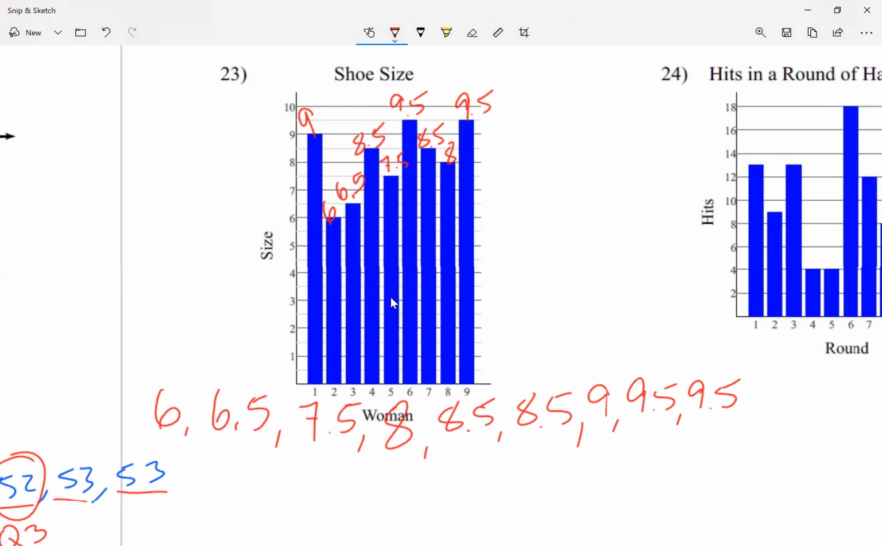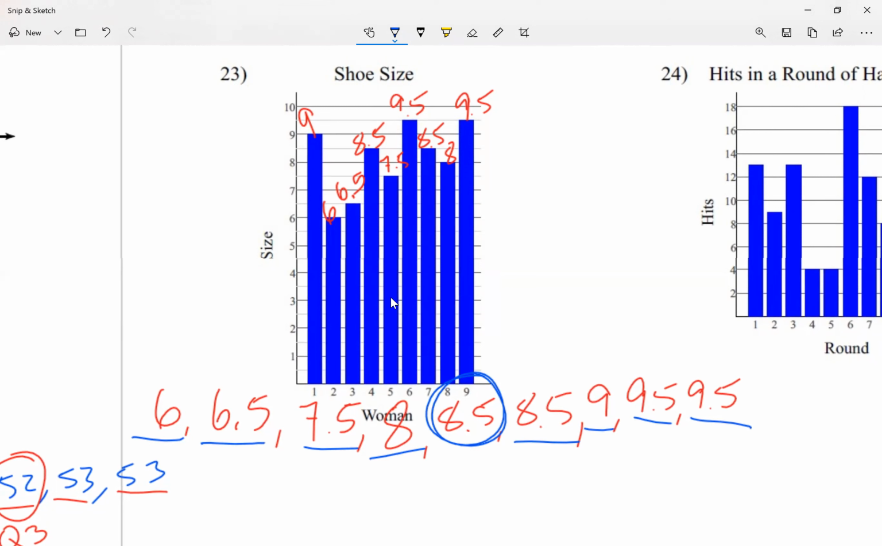Okay. Let's find the median, right? Let's find the number in the middle. Let's find a line right in the middle. And the way I do this is I look at the smallest and the largest. I cancel the smallest and the largest, the smallest and the largest, the smallest and the largest, and there's my median, 8.5.